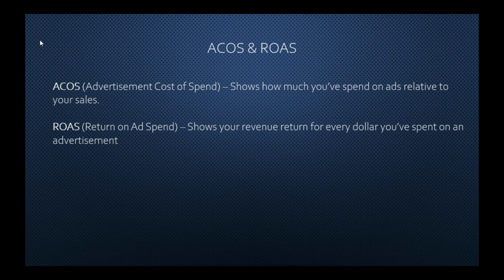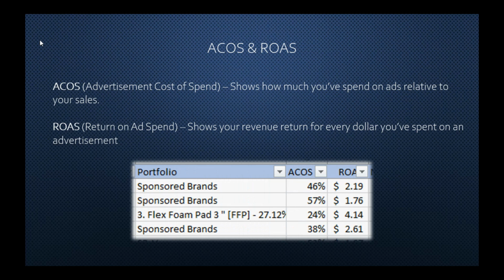To further elaborate on this, I'm gonna give you an example right here, and this is a report that I extracted from Seller Central. You have your portfolio or the campaign, and then ACOS and ROAS. ACOS is in percentage format, while ROAS is in dollars format. For ACOS, the lower the better. For ROAS, the higher the better. With that in mind, if you just look at ACOS alone, it doesn't really tell you much about your ad campaign performance. But if you look at ROAS, it does give you an idea.